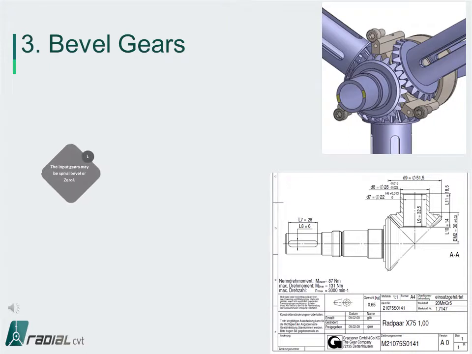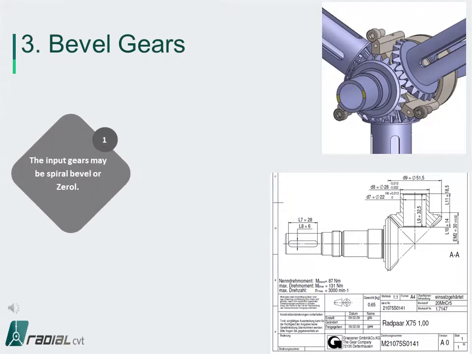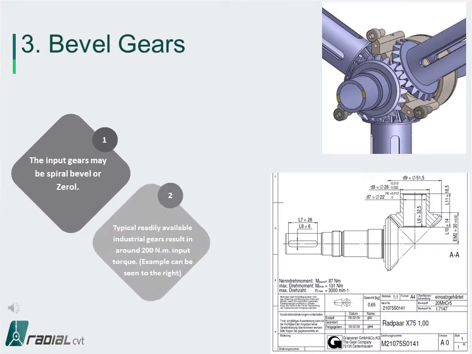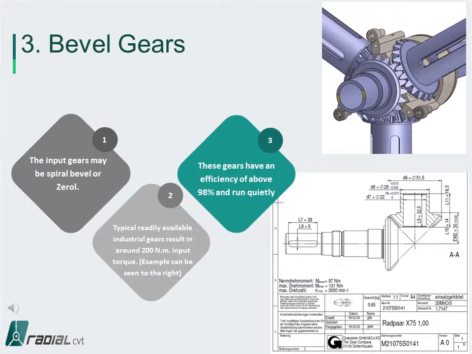The central bevel gear system may consist of spiral bevel gears or zero bevel gears. These gears are widely used in the industry and have been proven to have a mechanical efficiency above 98% while running silently. The gear specifications here are provided for reference only to get a perspective of size and torque, and present gears from a German industrial gearbox manufacturer.